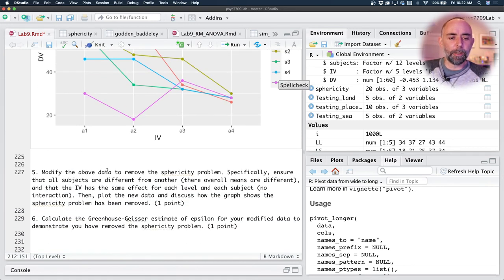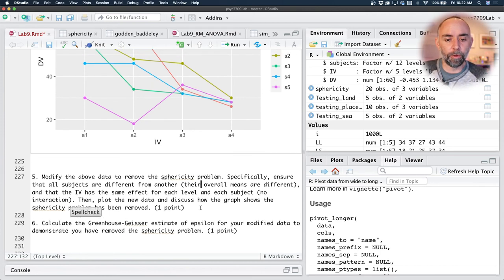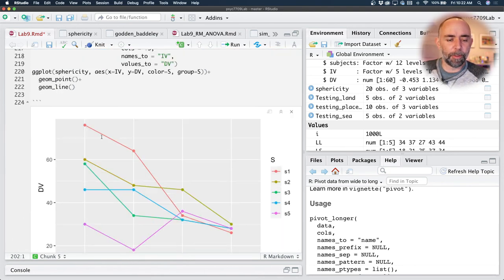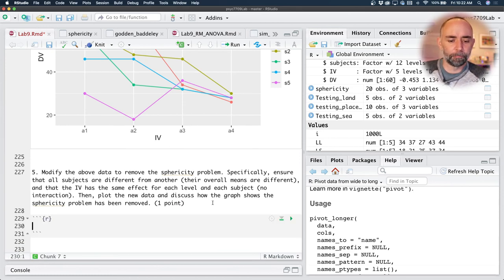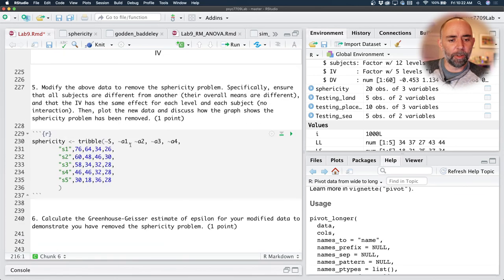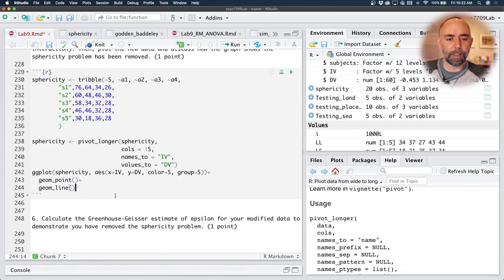So the next question is, modify the above data to remove the sphericity problem. Specifically, ensure that all subjects are different from one another, their overall means are different, and that the IV has the same effect for each level and each subject, no interaction. Then plot the new data and discuss how the graph shows the sphericity problem has been removed. Okay, let's try to do that. I'm going to grab this data here. And as I'm looking at this problem, I'm like, oh boy, I don't have a systematic way to do this.